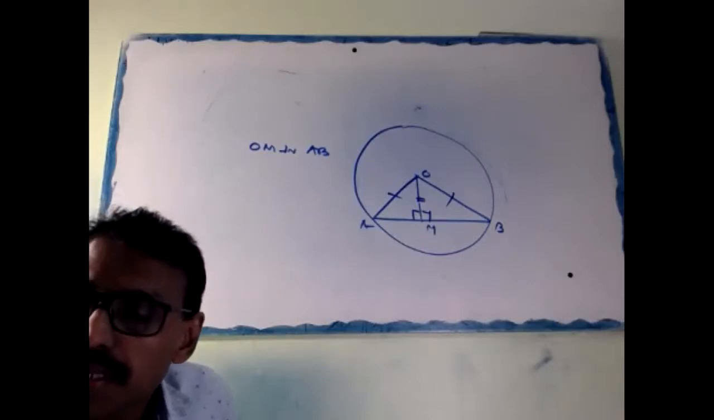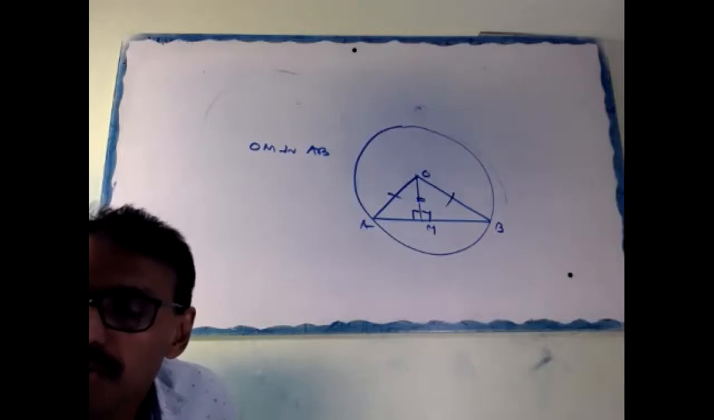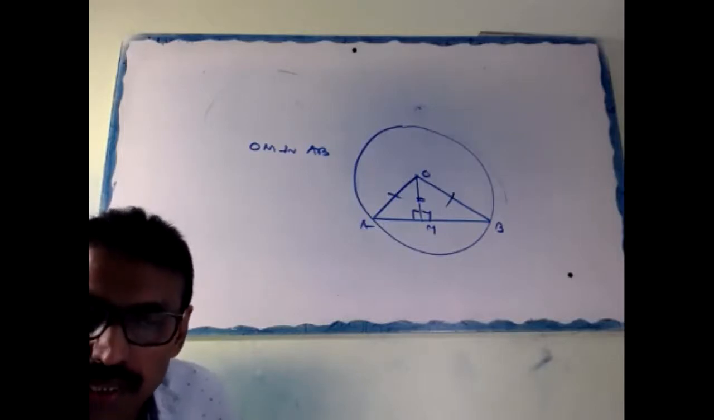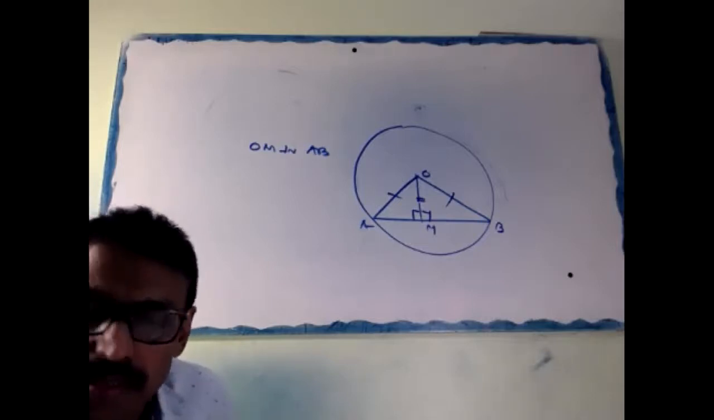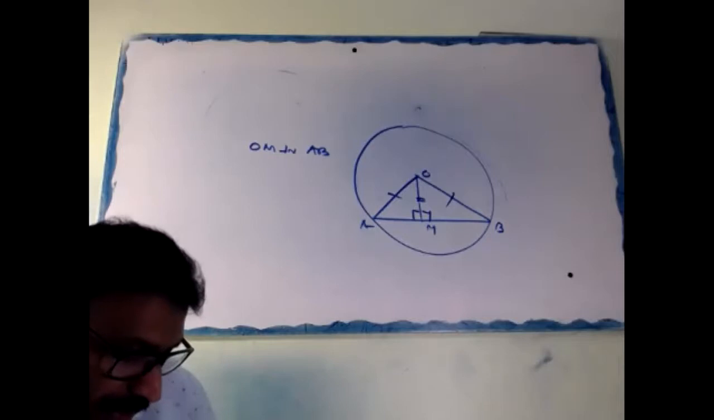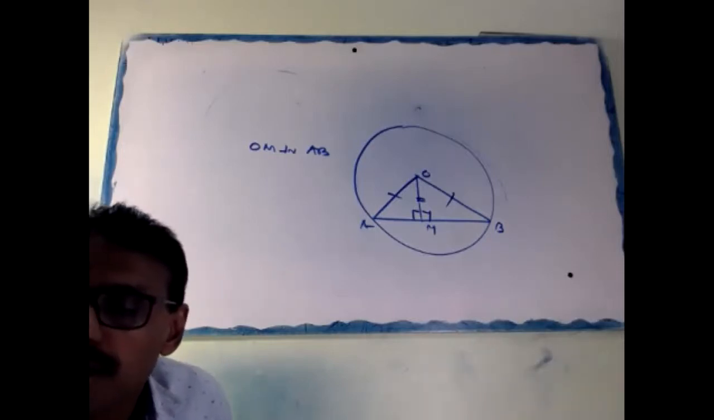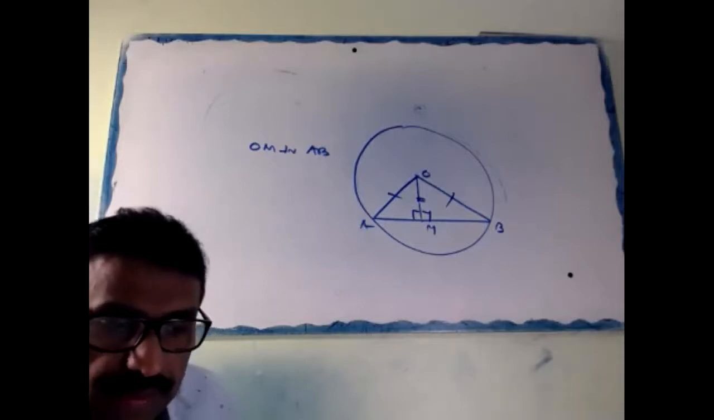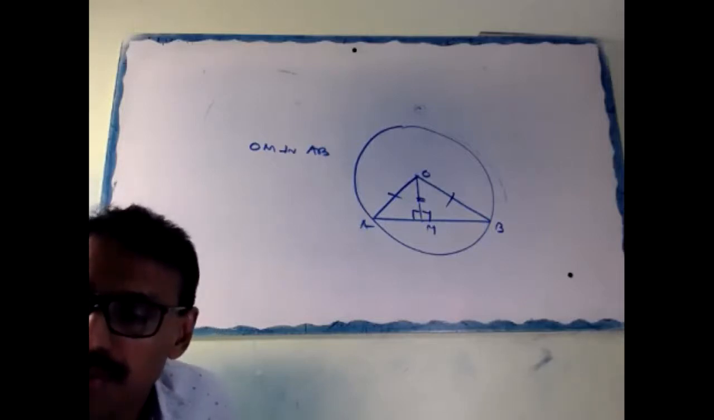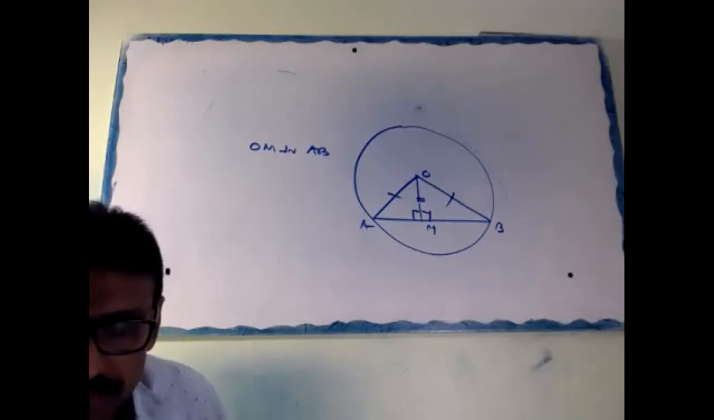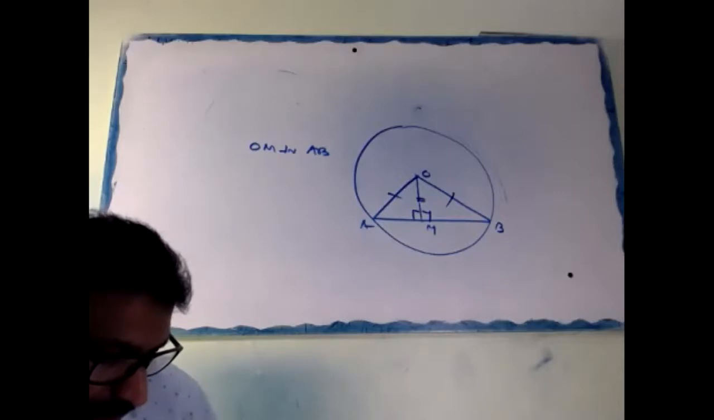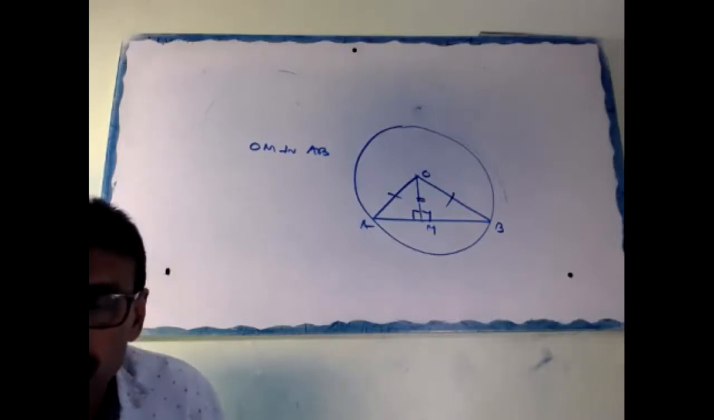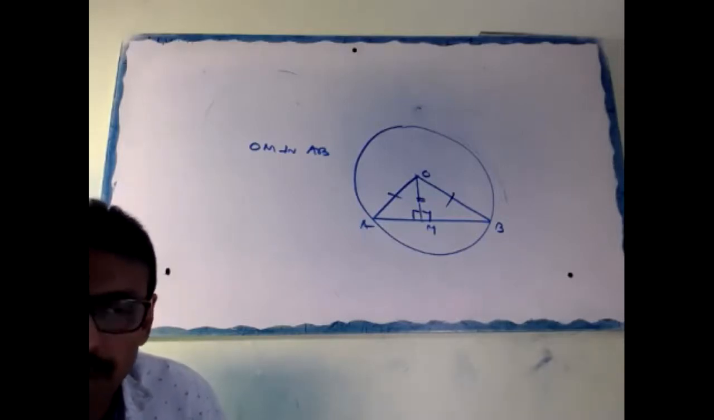Which theorem? A theorem is very common. Just listen: the perpendicular from the center of a circle to a chord bisects the chord. That's all. Easy, no? Learn it by heart, because wherever you apply it, you write that one. Theorem okay or not?